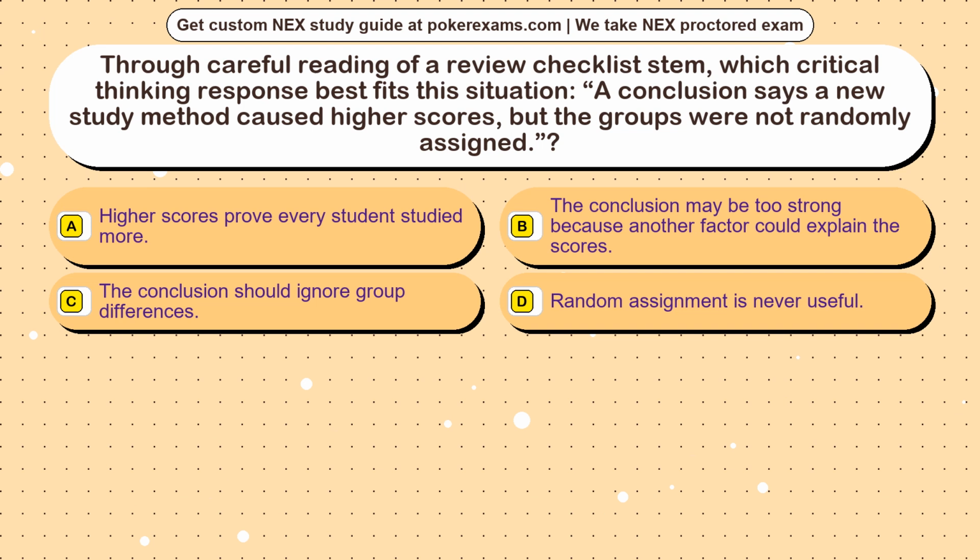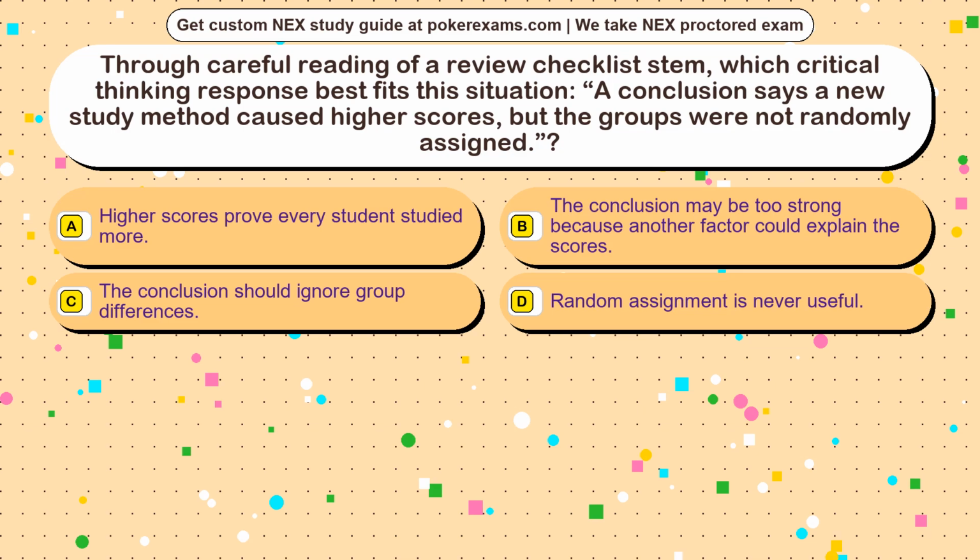Question 25. Through careful reading of a review checklist STEM, which critical thinking response best fits this situation? A conclusion says a new study method caused higher scores, but the groups were not randomly assigned. Option A, higher scores prove every student studied more. Option B, the conclusion may be too strong because another factor could explain the scores. Option C, the conclusion should ignore group differences. Option D, random assignment is never useful.